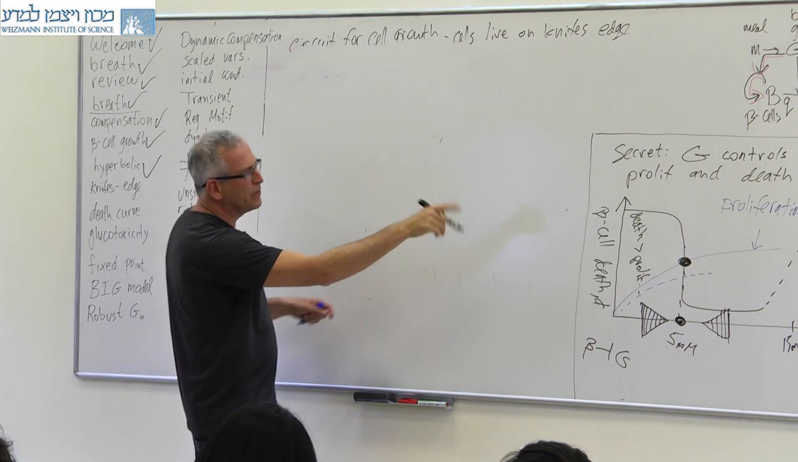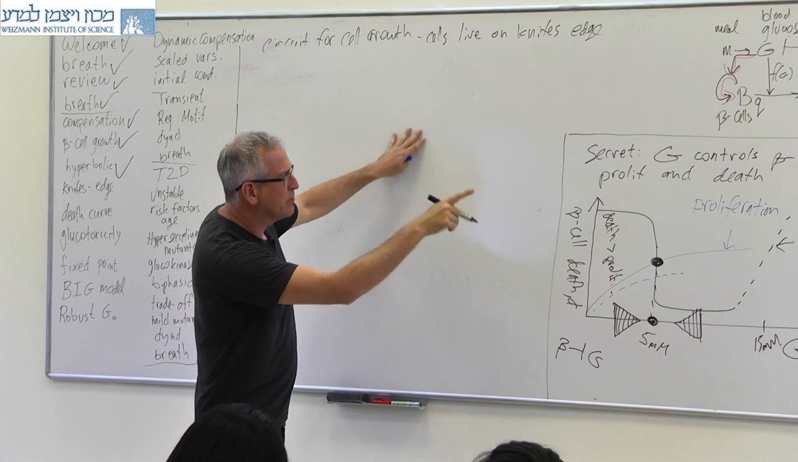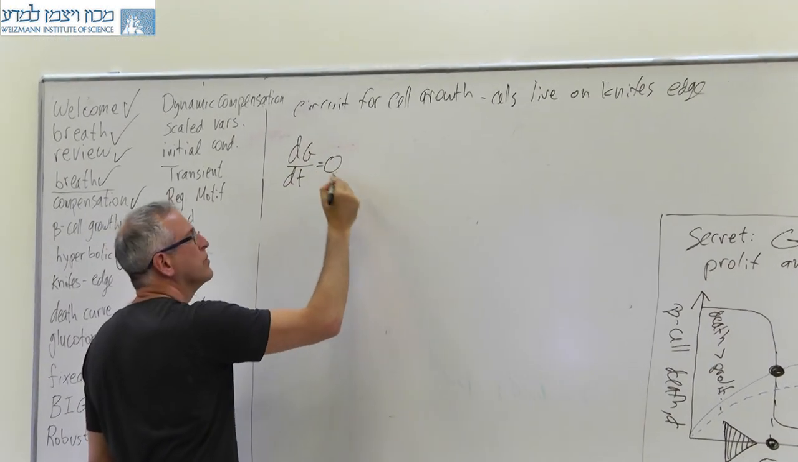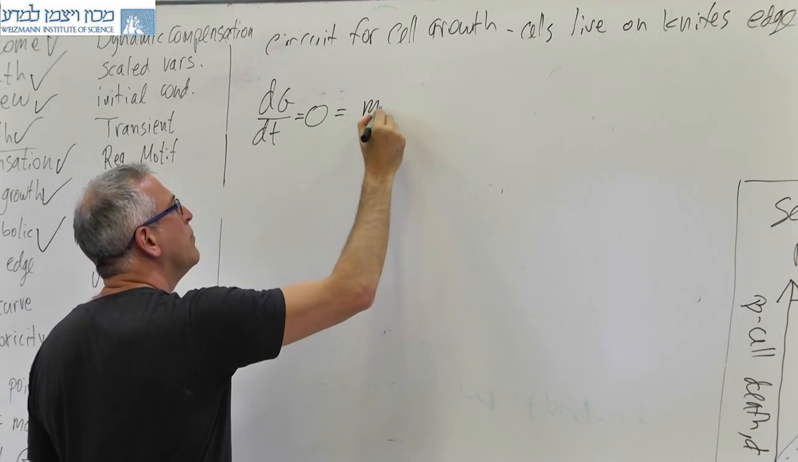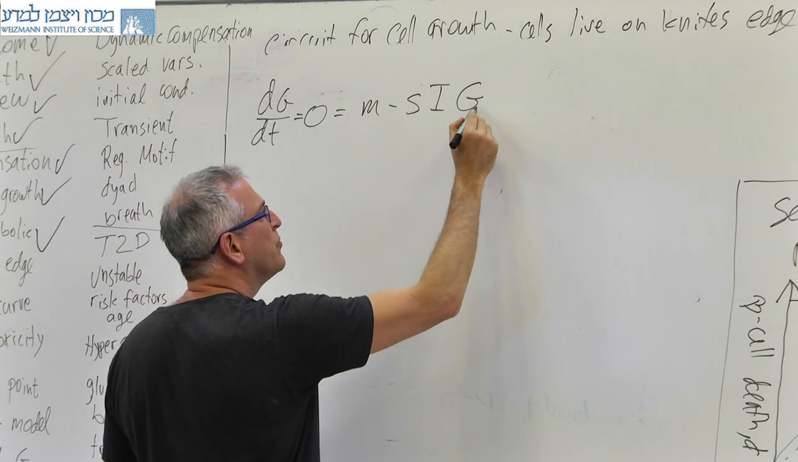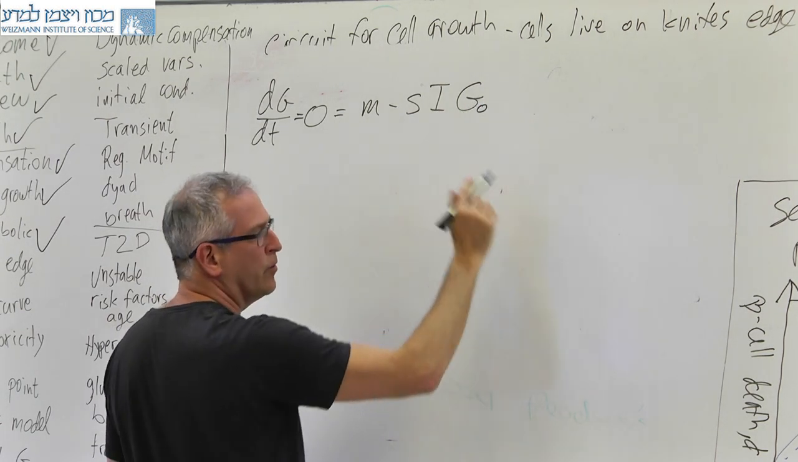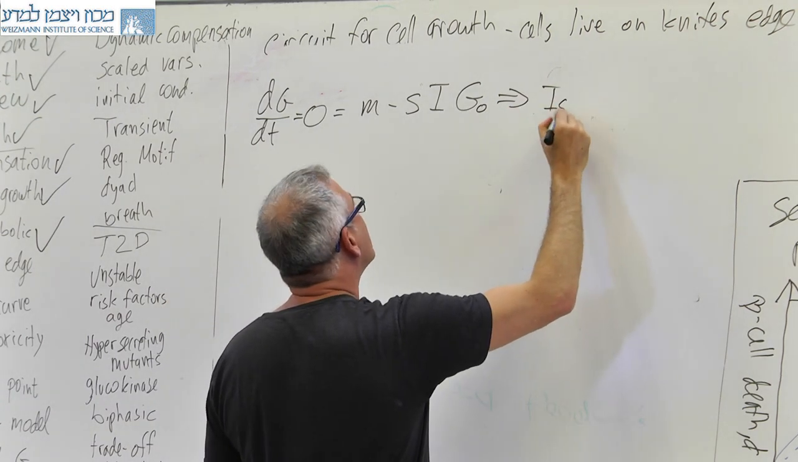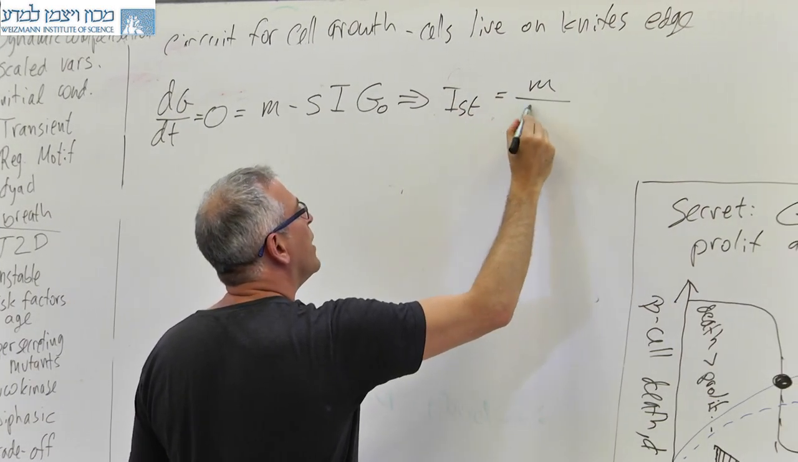So I'm going to solve for the steady state now, so I'm going to solve those equations for steady state. So dG over dt equals 0. So how do you get that? M minus S I G. But we know that G is 5 millimolar. We know that because of this. That means that I steady state has to be M over S G0.